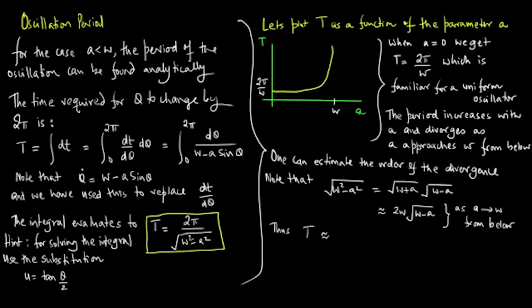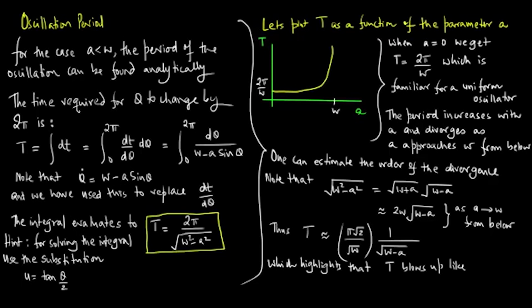And thus capital T is approximately equal to pi times the square root of 2 divided by the square root of omega, times 1 upon the square root of omega minus a. Now this highlights to us that capital T blows up like a critical minus a to the power of minus a half, where a critical is equal to omega, and so we end up getting a square root scaling law.